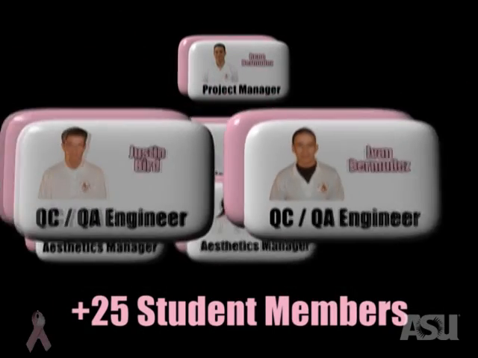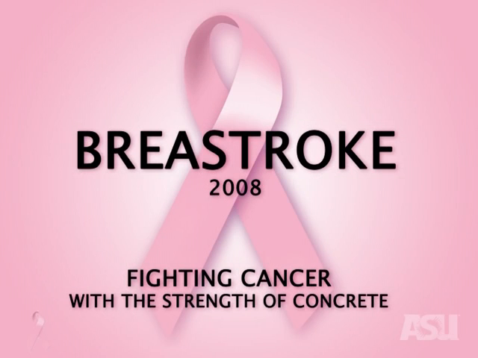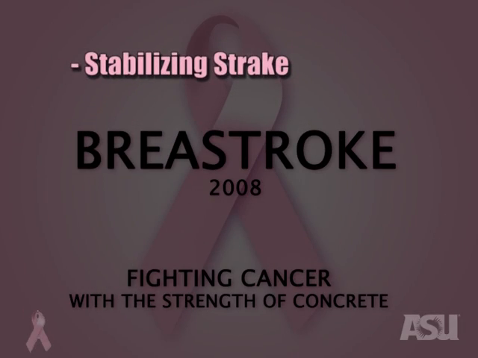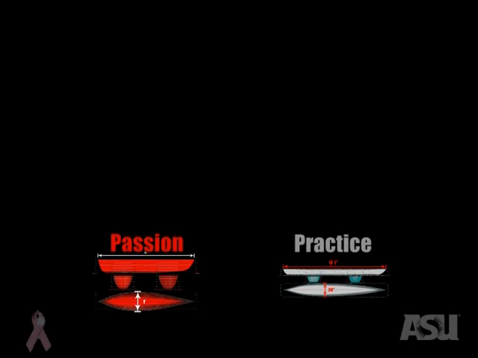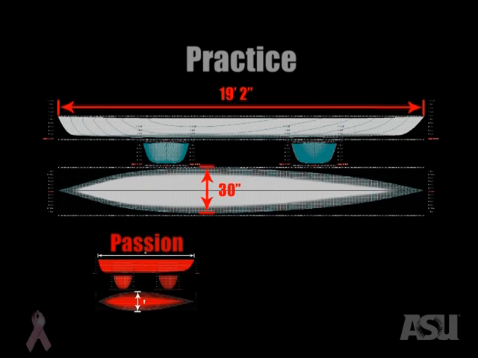Throughout the course of the project, hard work, a strict critical path, and efficient communication skills resulted in a successful concrete canoe. I would like to present Breastroke. Today, we would like to highlight the 3 major innovations, which are a stabilizing strake, carbon fibers in our mix, and aesthetic perforations.